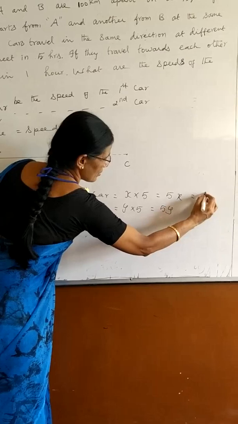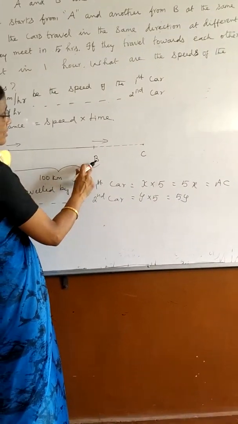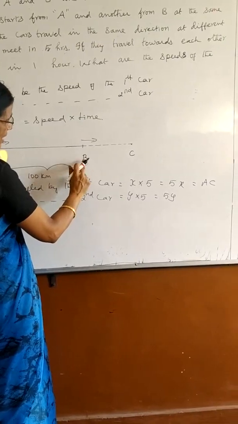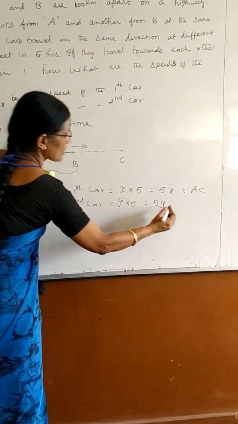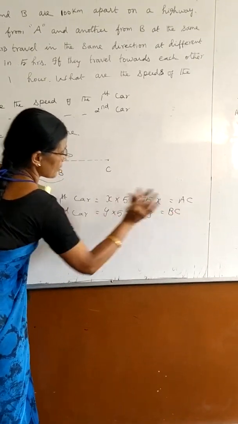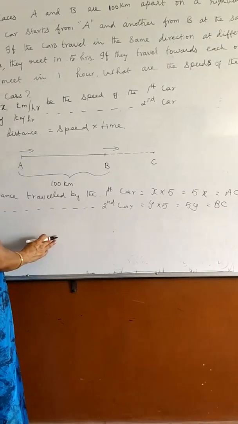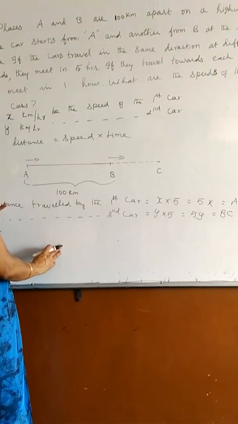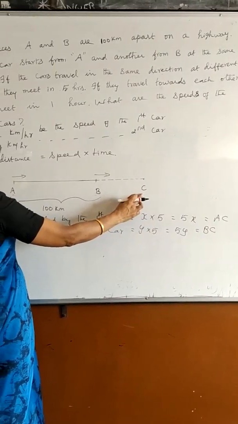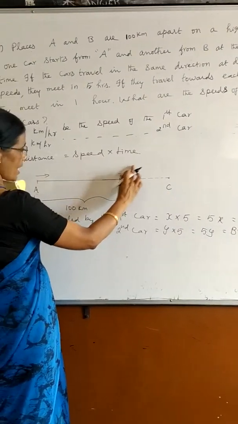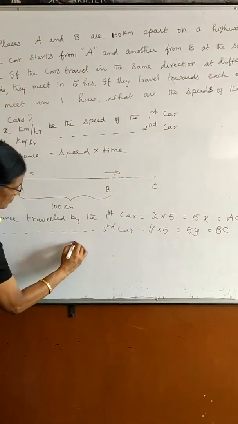So we can indicate according to the figure, AC. 5y is the distance covered by the second car. It starts at B. After 5 hours it reaches which point? C. So this is nothing but the distance BC. Right? So if we use the figure, it is easy to express. AC is the total distance. This AC can be written as the sum of AB and BC, because B is the point in between.